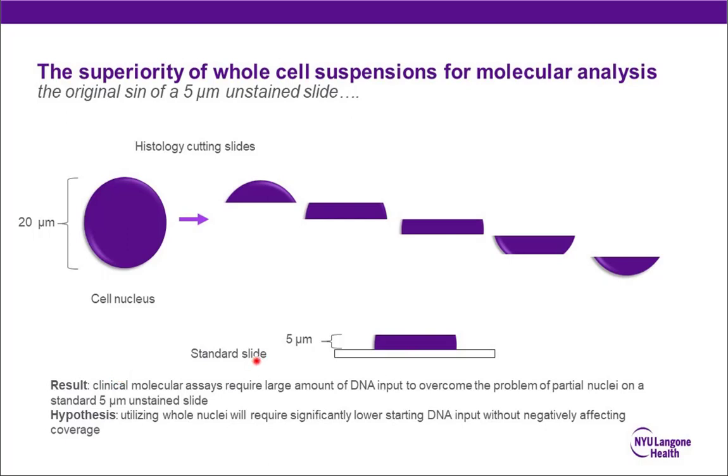And that is actually the reason why clinical molecular assays require a huge amount of DNA to overcome this problem, that from every nucleus you have only a fraction. So you have to put a lot of fractions together to be able to reconstitute the genetic information that you're needing. So the hypothesis that whole cells are better than fractions of the cells is that you'll be able to not only get a pure cell population to analyze, but you'll also be able to significantly decrease your starting DNA input without negatively affecting coverage.